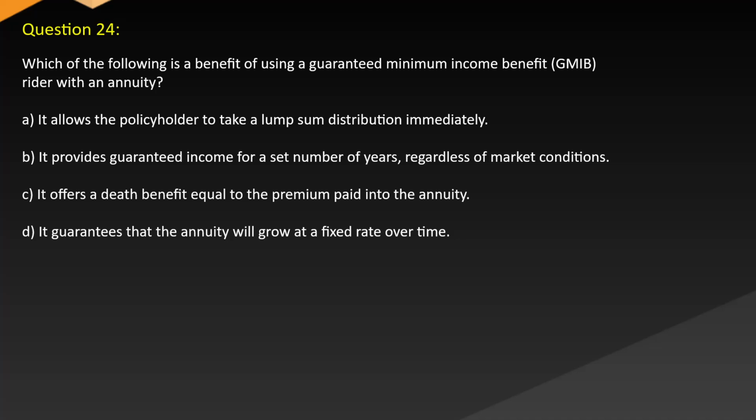A. It allows the policyholder to take a lump sum distribution immediately. B. It provides guaranteed income for a set number of years, regardless of market conditions. C. It offers a death benefit equal to the premium paid into the annuity. D. It guarantees that the annuity will grow at a fixed rate over time.